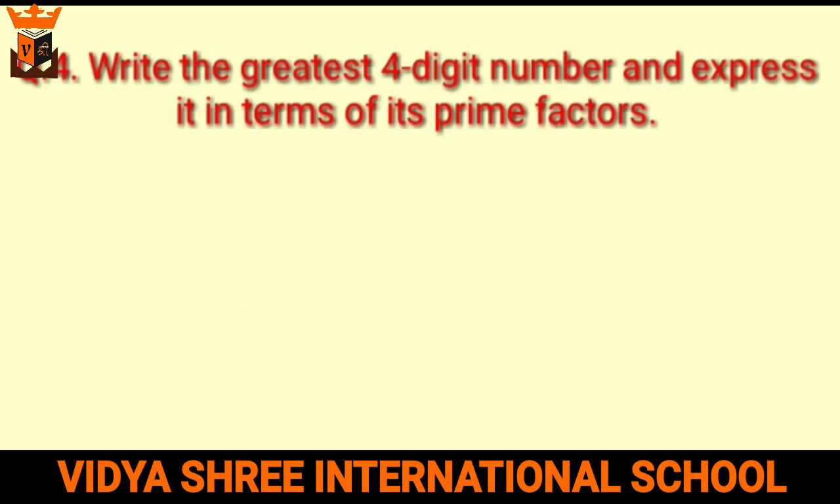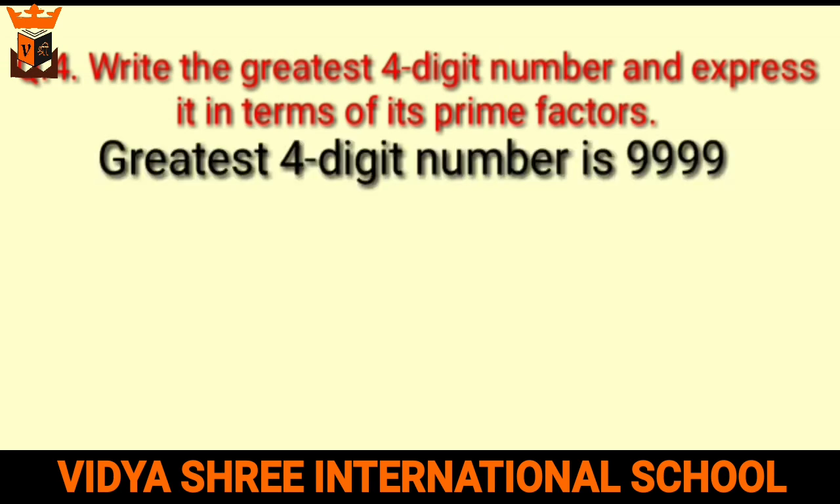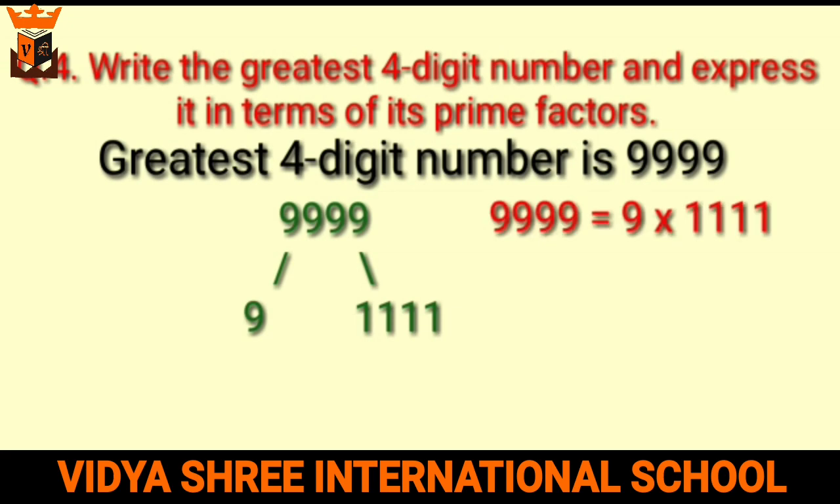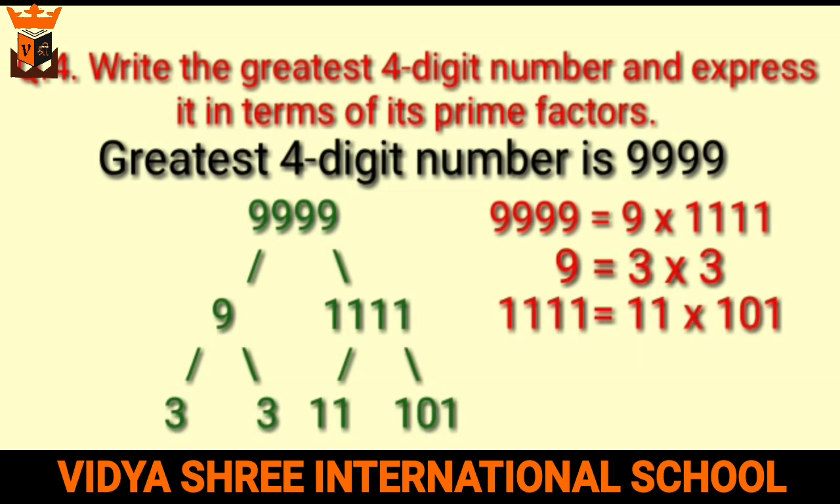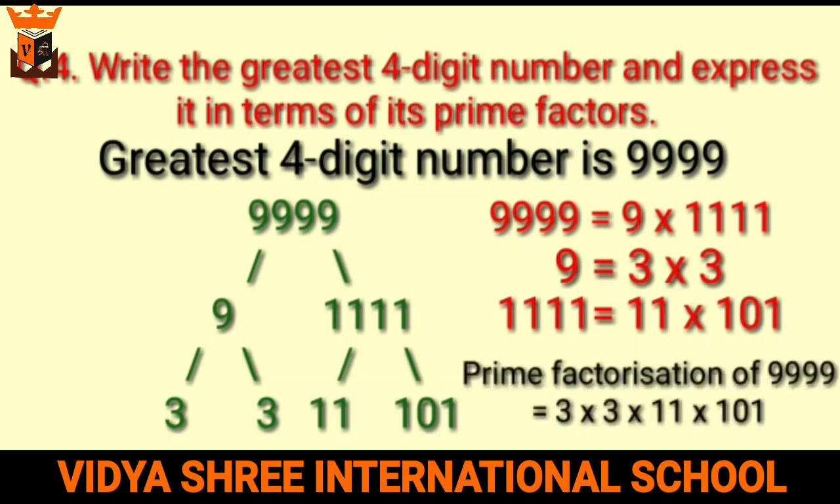Fourth question is, write the greatest 4-digit number and express it in terms of its prime factors. The greatest 4-digit number is 9999. 9999 we can write as 9 multiplied by 1111. 9 we can write as 3 multiplied by 3. And 1111 we can write as 11 multiplied by 101. So the prime factorization of 9999 is equal to 3 multiplied by 3 multiplied by 11 multiplied by 101.